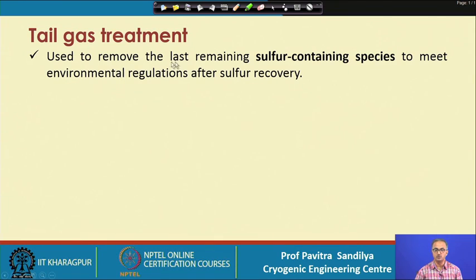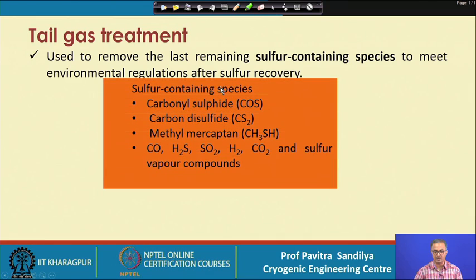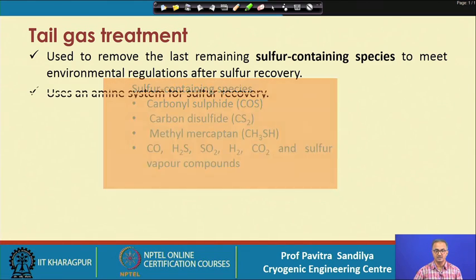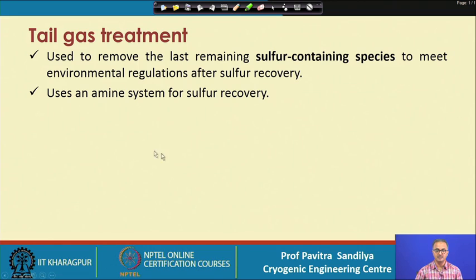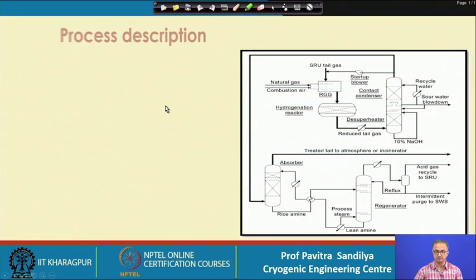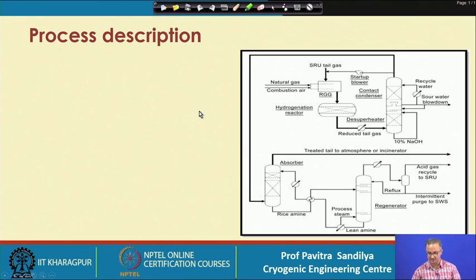This is used to remove the last remaining sulfur containing species to meet the environmental regulations after sulfur recovery, and these species are carbonyl sulfide, carbon disulfide, methyl mercaptan and carbon monoxide, H2S, etc. So, all these are the species which are also recovered during the tail gas treatment, and this uses an amine system for the sulfur recovery. This is the process description here.